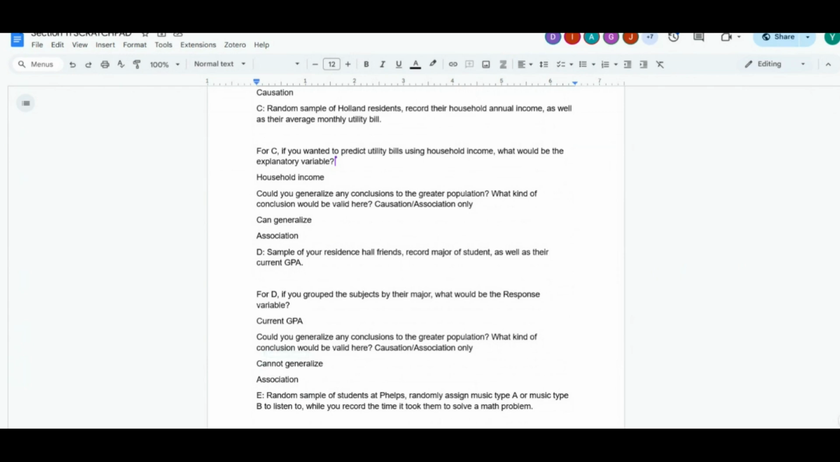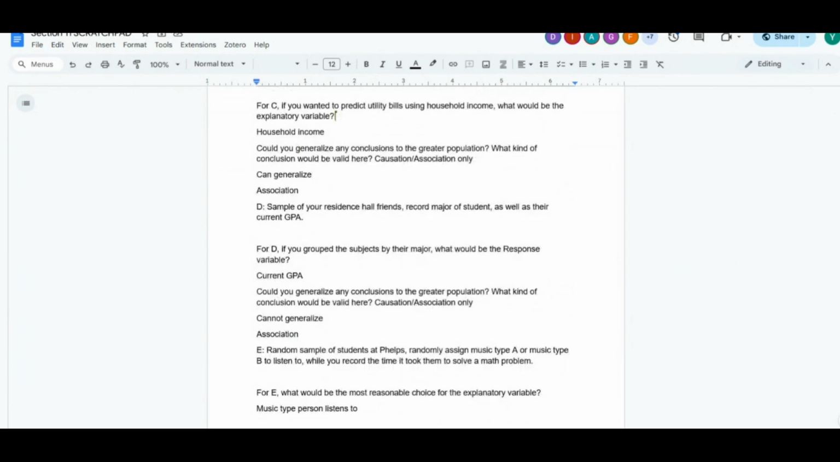You ask them their major and their GPA. Okay. So if you group them by their major, then the response will be the other thing. You group them by their major, means major is the explanatory, which means the response will be the GPA. Good. You cannot generalize because you don't have a random sample. It's just people in your hall, which I think makes sense, right? You only ask people in your hall. How can you generalize at all, right? You can only make an association.